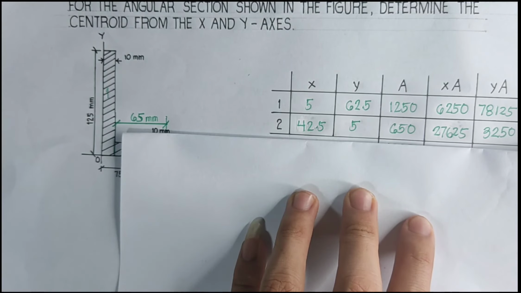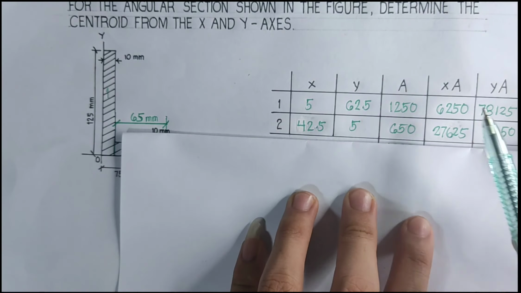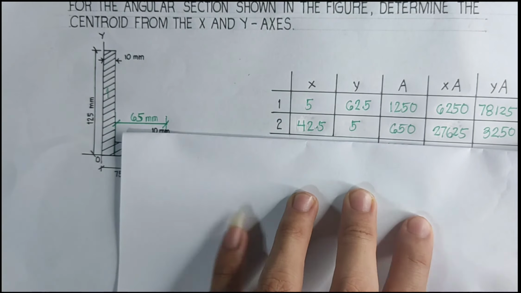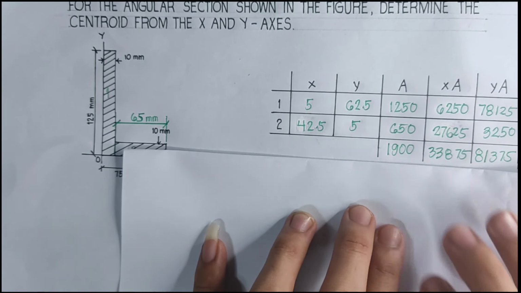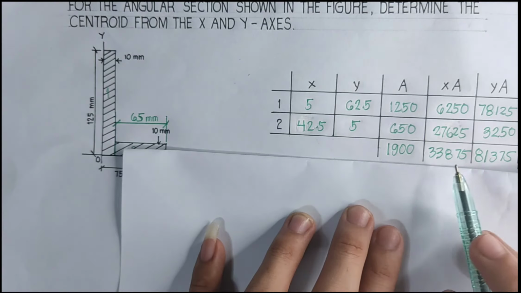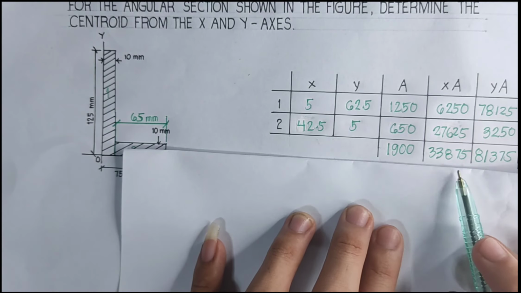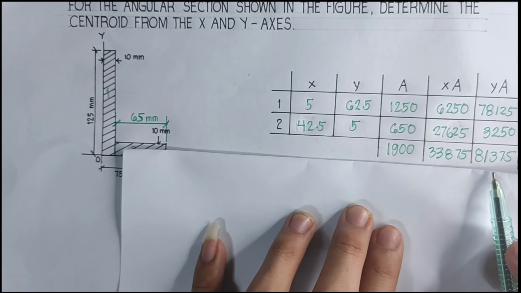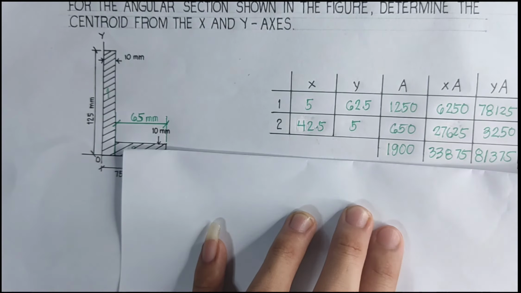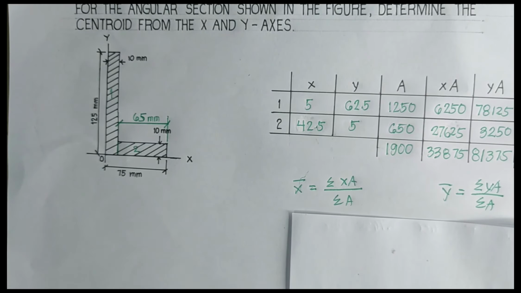Then, let's find the total sum of A, XA, and YA. So for A, we have 1,900. For XA, 33,875. And for YA, 81,375. Now, let's find the centroid of this section using the same formula.